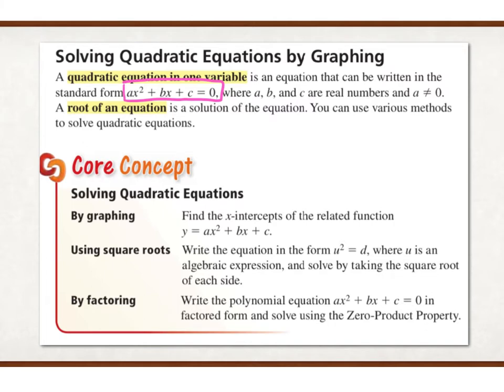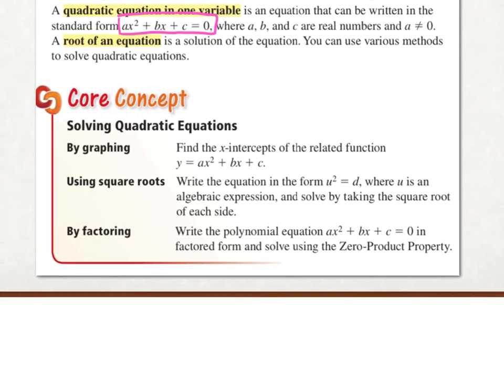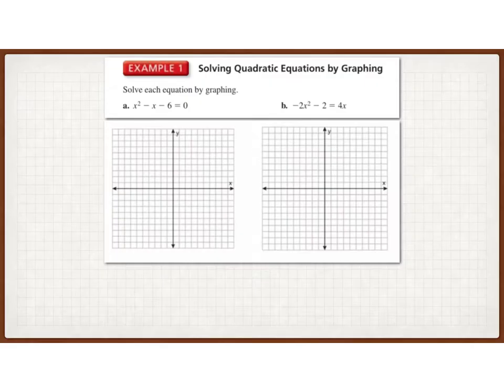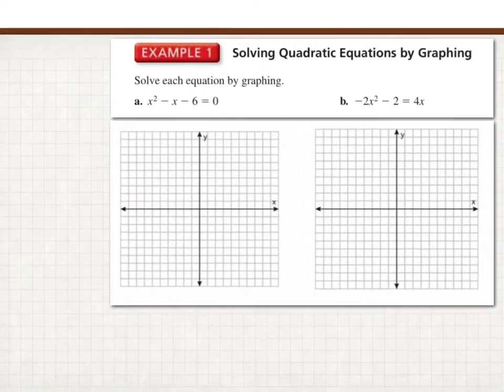A root of an equation is a solution of the equation. You can use various methods to solve quadratic equations. So first thing we're going to do is solve it by graphing. So we need to find the x-intercepts of the function, and our function is going to be in standard form. So example 1, solve each equation by graphing.